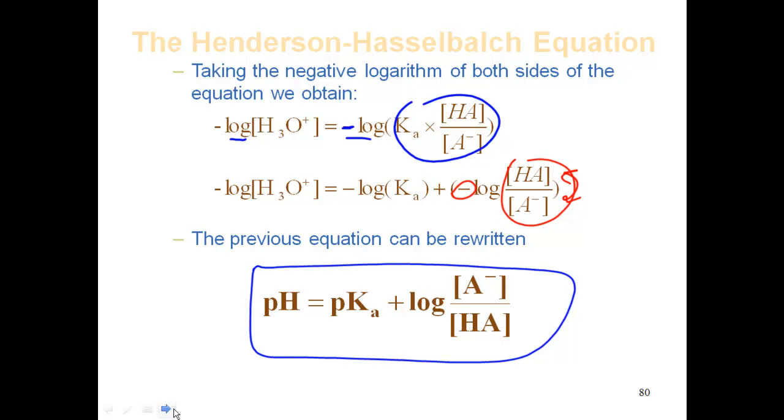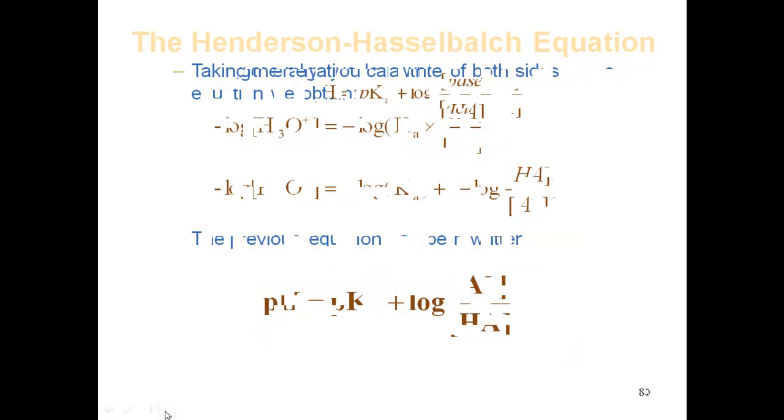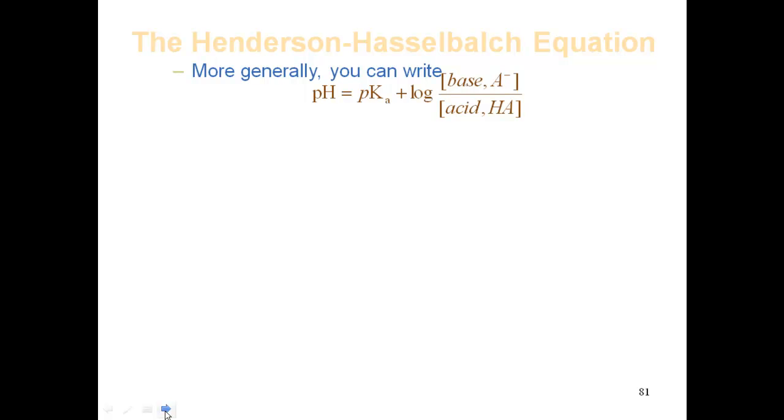This is an equation that you can use only for buffers though. It doesn't work for any other situation, only for buffers. So there's one that you can use to calculate buffers, or you can follow this procedure that I showed you earlier. More generally, you can write this as pH is equal to pKa plus the log of the concentration of your base component divided by your concentration of your acid.